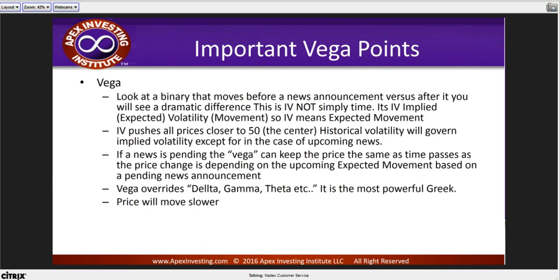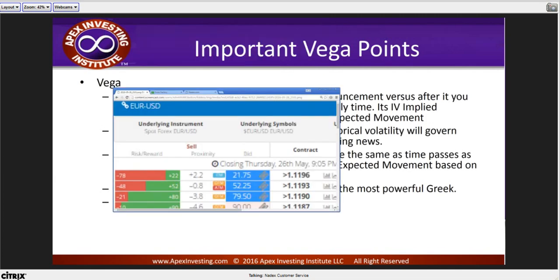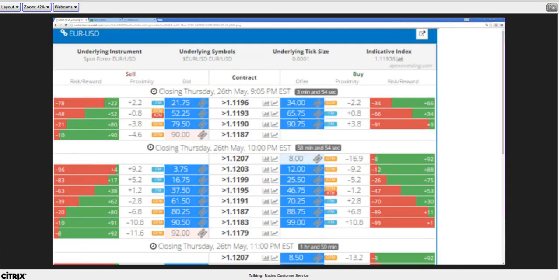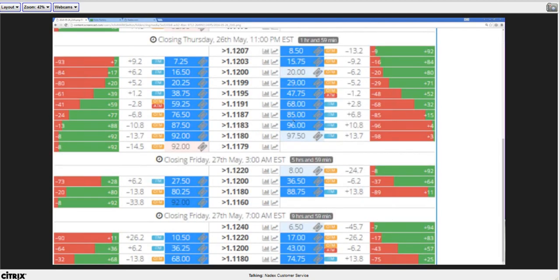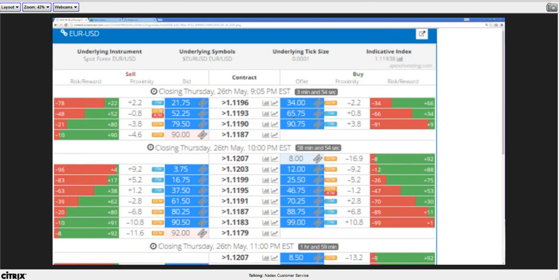And I'll bring over an example for you again from some of the examples I had up over here. You can sort of see it a little bit more with more time. You'll notice how there's a bigger gap: 34, 65, 90. We have like $30 differences here. But if we go down here a little further, you'll see 29, 47, 68, 85, 90. See how it's not as dramatic of a change in price. You get a little less difference in prices with more time because there's more implied volatility, because there's more expected movement.